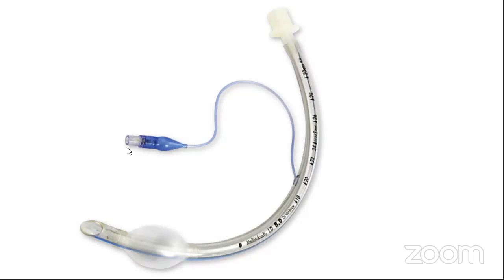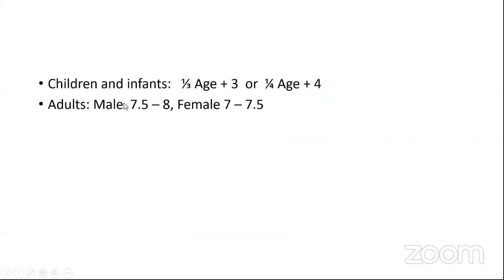So for adults, as I told you, it's not a big deal. Usually we go from 7 up to 8 in a male, from 6 up to 7.5 in a female. The issue is with children, you have to choose carefully because, as we said, you might cause injury to the trachea if the tube is too large. The most famous formula is this one, 1/3 of the age plus 3. So if you have a 3-year-old child, 1/3 of that is 1, plus 3, that gives you a size of 4.